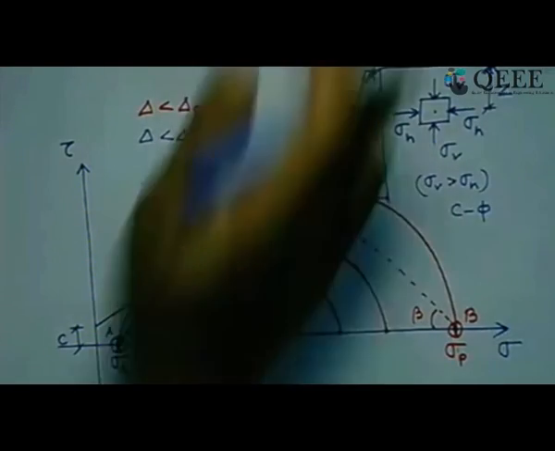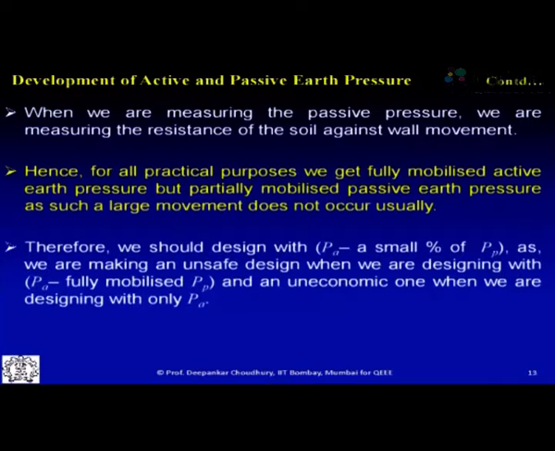Now, if we move back to the slide, you can see here. It shows clearly that theoretically we should have designed for PA minus a small percentage of PP. But we make an unsafe design if we do PA minus fully mobilized PP, and an uneconomic one if we only consider PP. It is better to be safe using only PA rather than deducting a small percentage of PP, until and unless we are sure that that much percentage of PP has been mobilized from the other side of the wall.